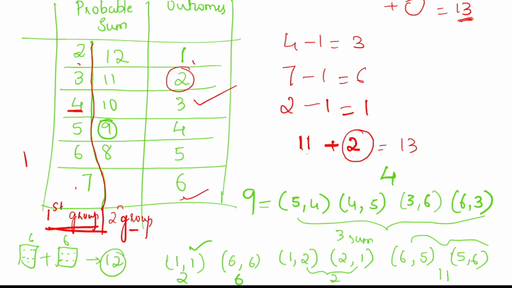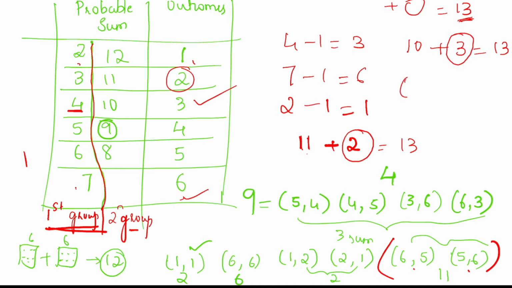Isn't it? We got it here. See here also, for 11, how many outcomes are there? 2 outcomes are there. Now if I want the sum to be 10, how many outcomes are there? For 10, if you add 3, it will become 13. Therefore, for the sum to be 10, 3 outcomes are there.